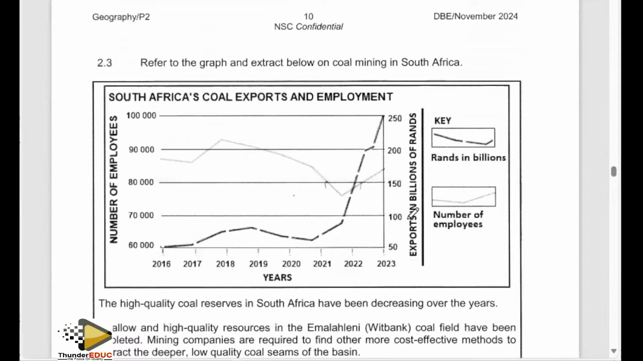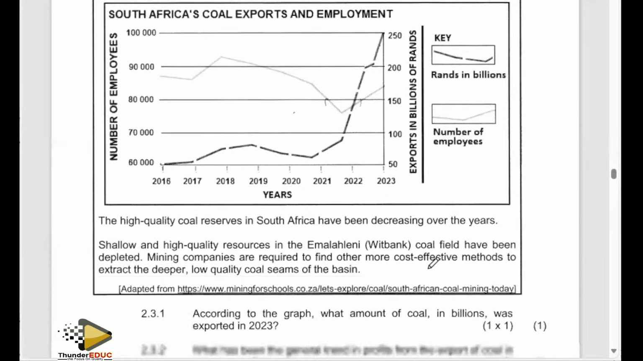The next question is South Africa coal exports and employment. It's a question based on coal mining in South Africa. There are graphs there which show rands in billions earned from the export of coal and the number of employees employed in the sector, for the years from 2016 to 2023, with number of employees on the left and exports in billions of rands on the extreme right side.